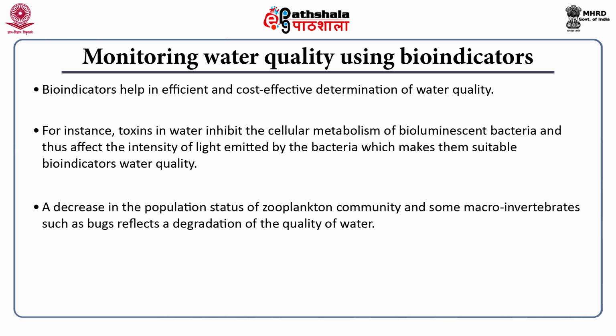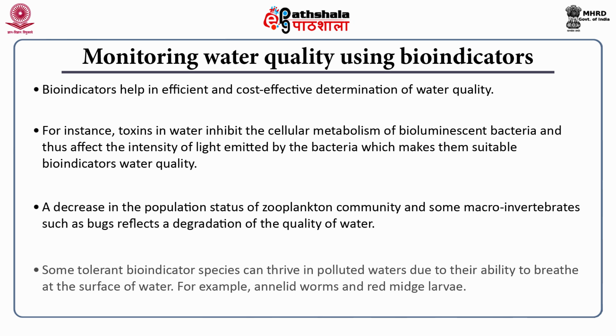A decrease in the population status of zooplankton community and some macroinvertebrates such as bugs reflects a degradation of the water quality. Some tolerant bioindicator species can also thrive in polluted waters due to their ability to breathe at the water surface. For example, annelid worms or red midge larvae.